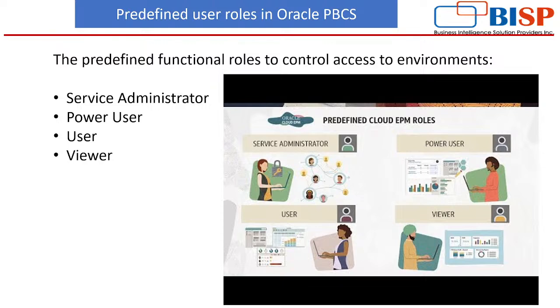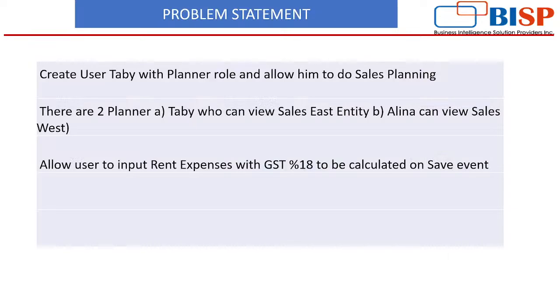Lastly, we have viewers. So it is the fourth level, you can see the last most, and they view and analyze data through forms and data access tools. So typically for a viewer, this role should be assigned to executives who just need to view the business plans during the budgeting process.